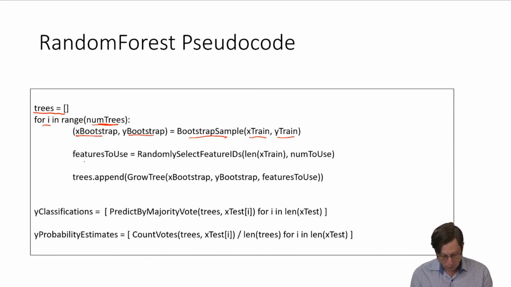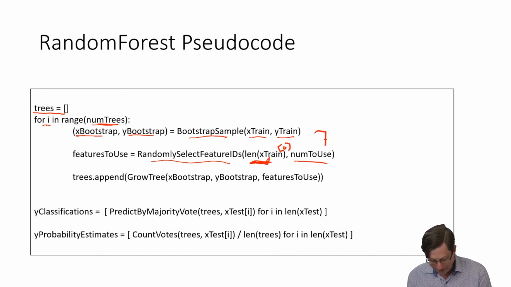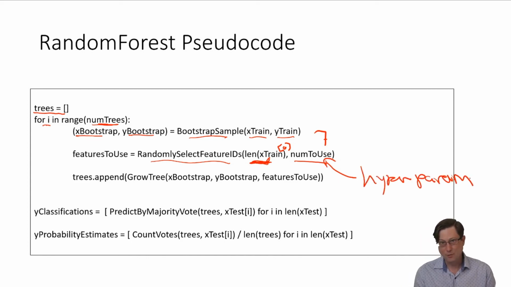Then you also randomly select feature IDs. And maybe it should be xtrain 0. That could be a bug there. So you take the number of features in the first training sample, and you'd say, from those, select me, let's say 7 indexes. Now the number to use could be a hyperparameter. In the original paper, it was something like the square root of the number of features, but it depends a lot on the types of features you have.